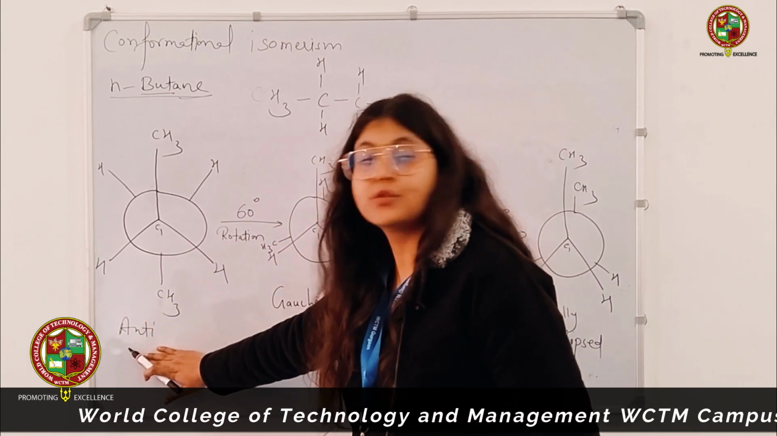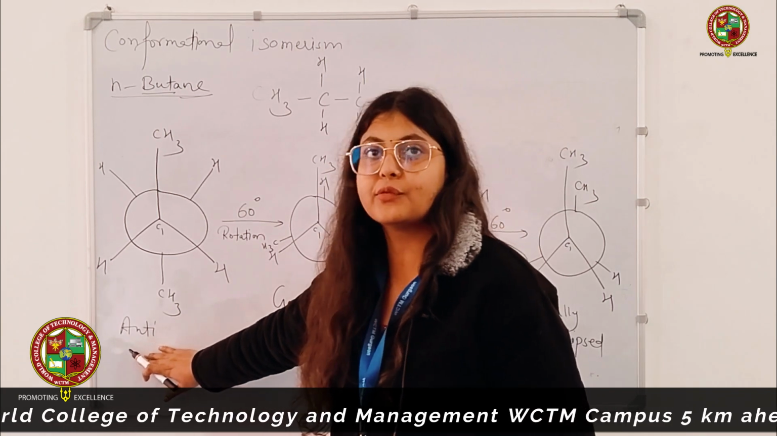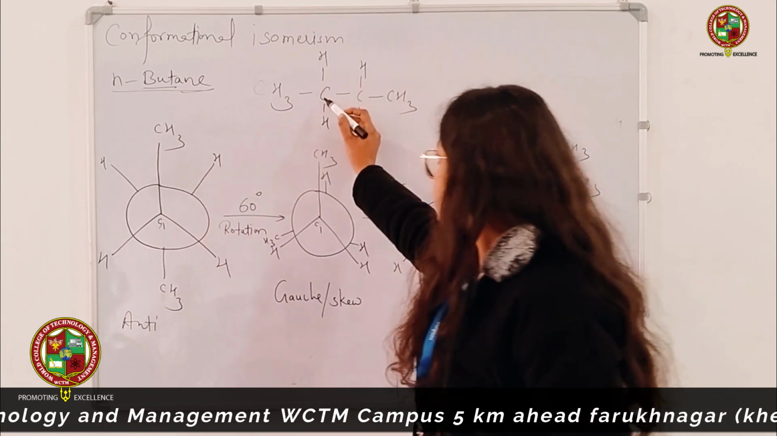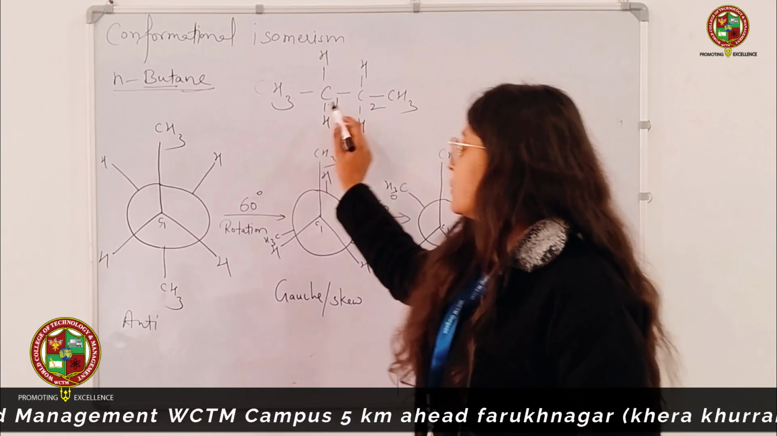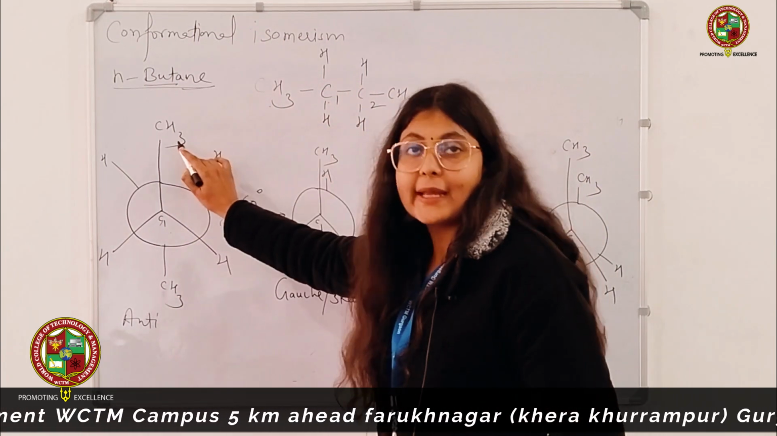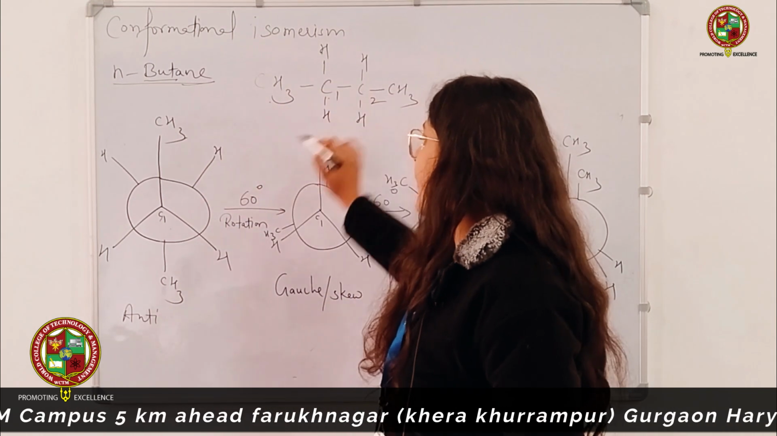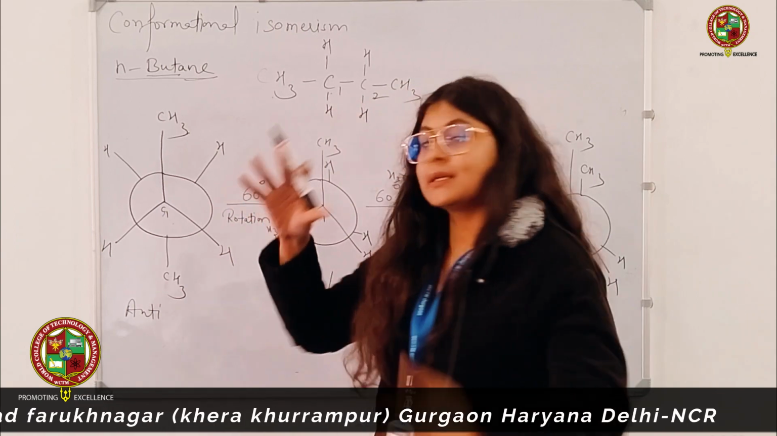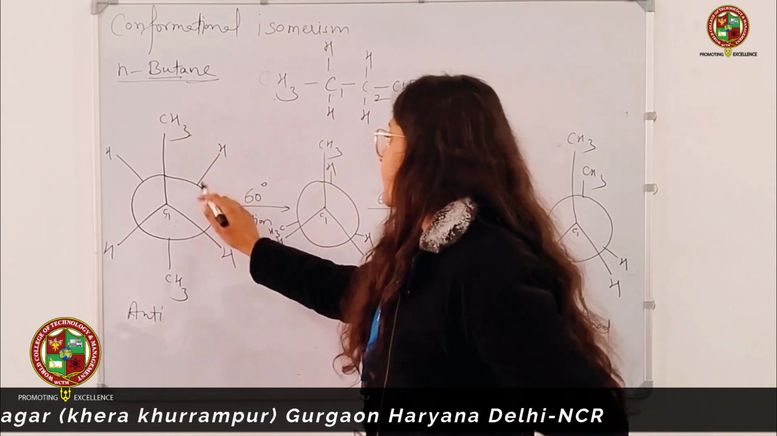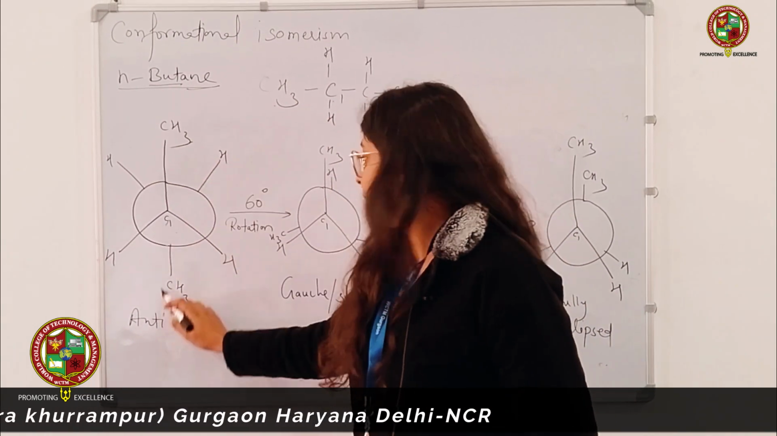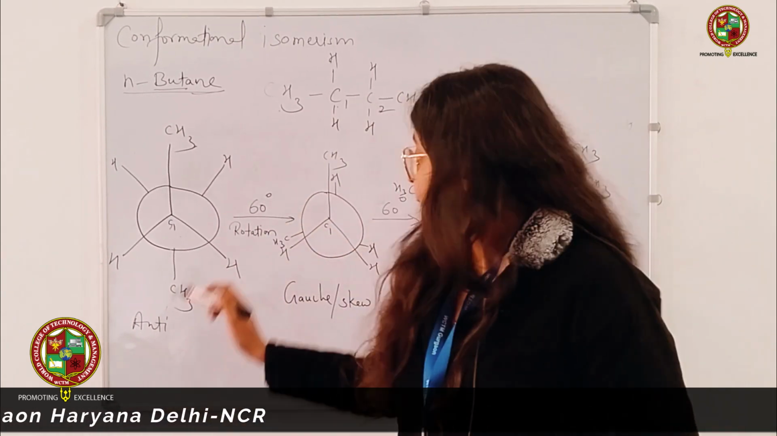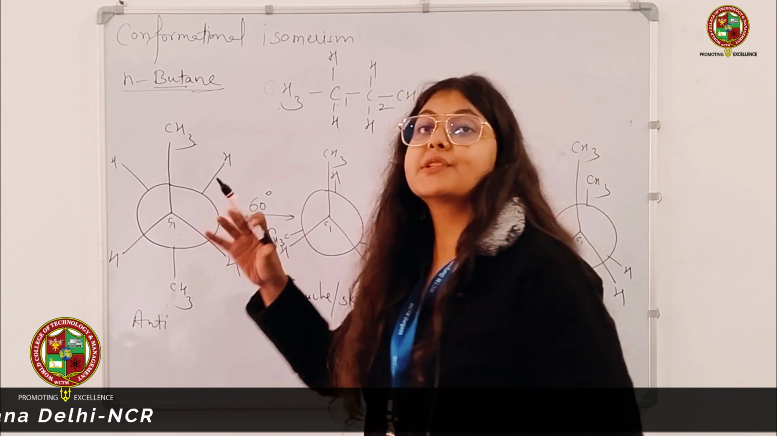So the first conformation is the anti-conformation. We can draw it like that: carbon C1, and CH3, that is the methyl group, is attached here, and 2 hydrogens are also attached with it. Then C2 is on the opposite side, with its hydrogens, and CH3 is attached here. Now what we have to do is rotate this by 60 degrees.